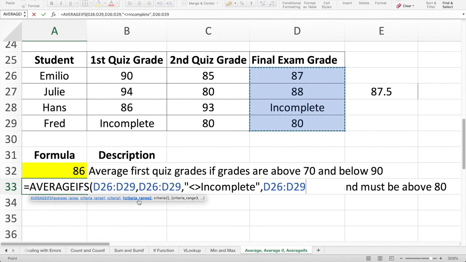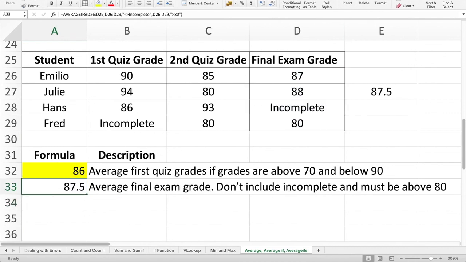Now for the criteria 2, that must be above 80. So, greater than 80. And apostrophe and close it with a closing parenthesis. Again, upon entering, the answer must be 87.5. So let's enter. Alright, so meaning we are correct.